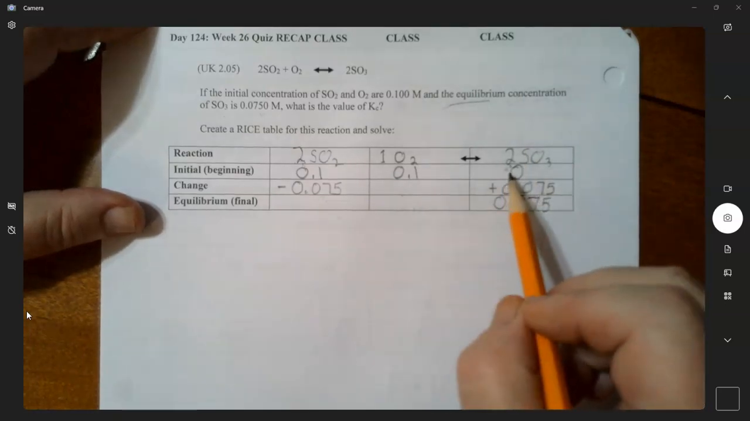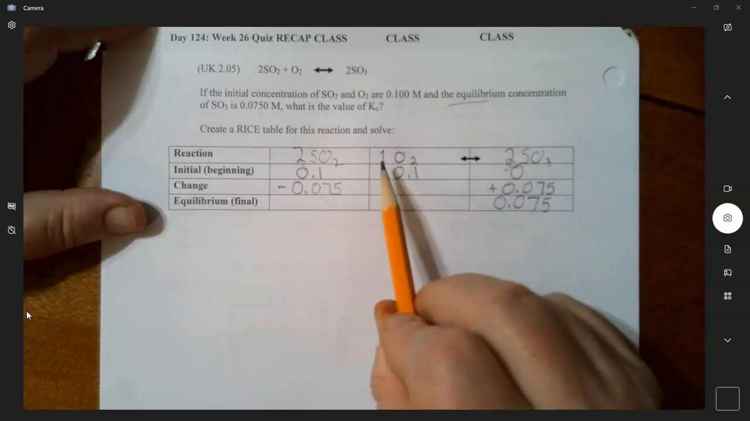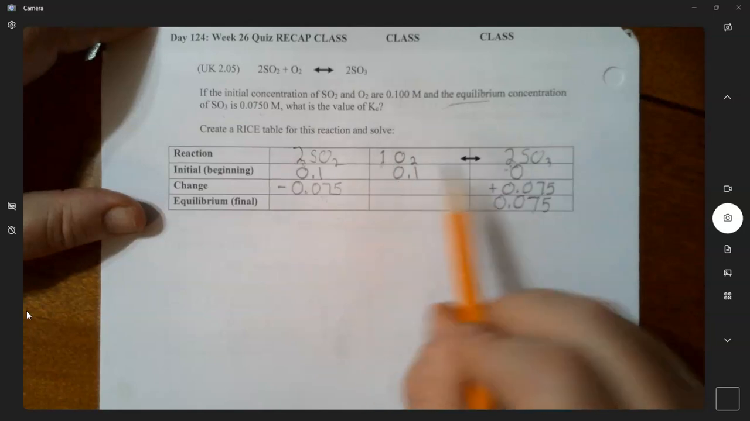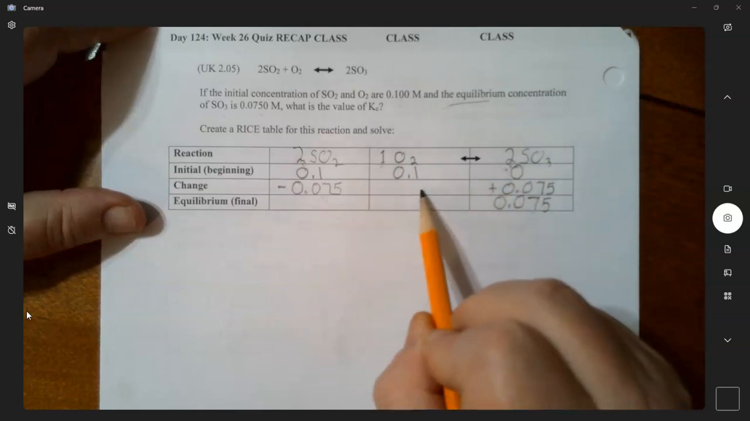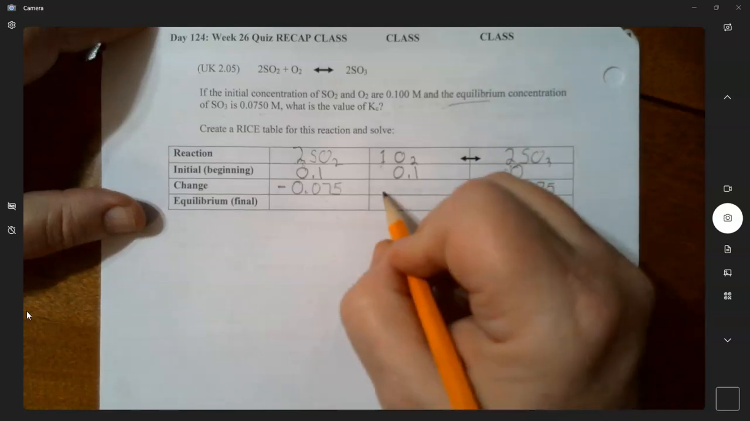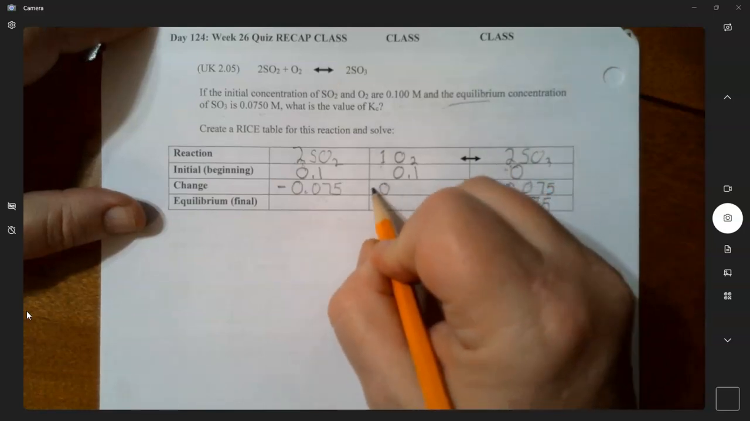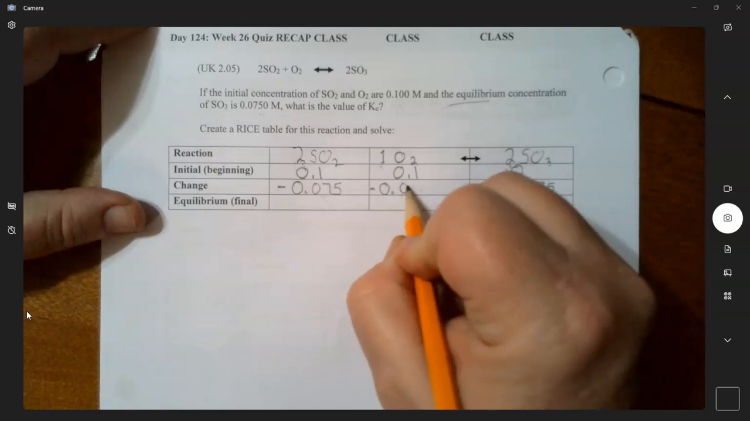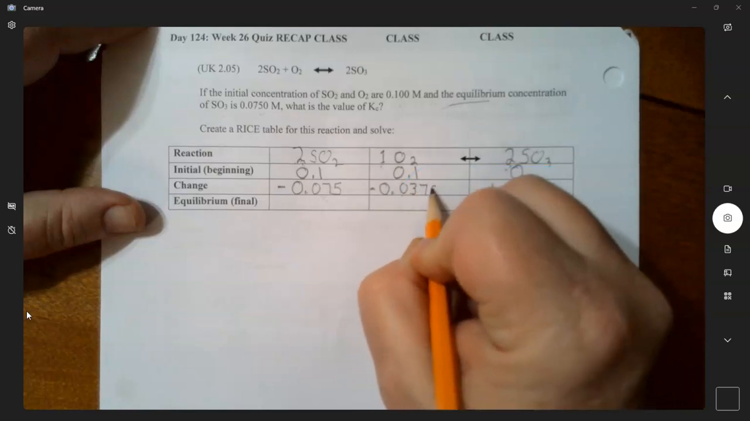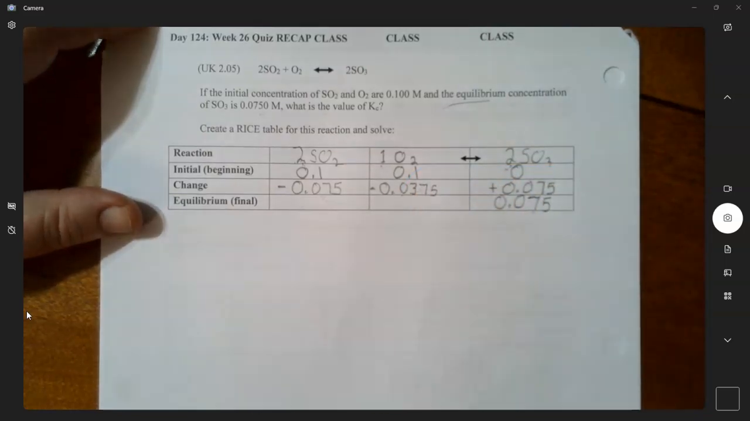Now, however many moles of this you have, you're going to have half as many of O2 because this number is half this. So this number is going to be half of this number. And if you do that on your calculator, you get a minus 0.0375. That's half of 0.075.